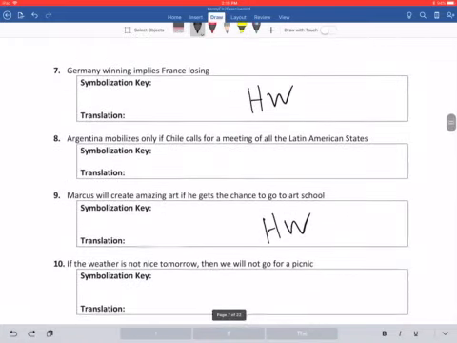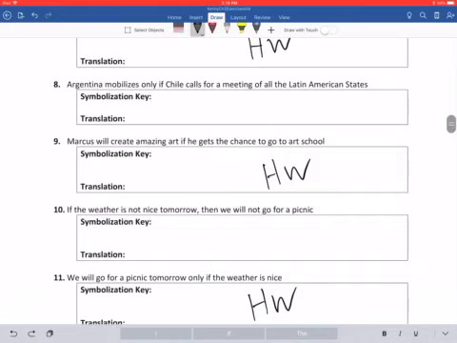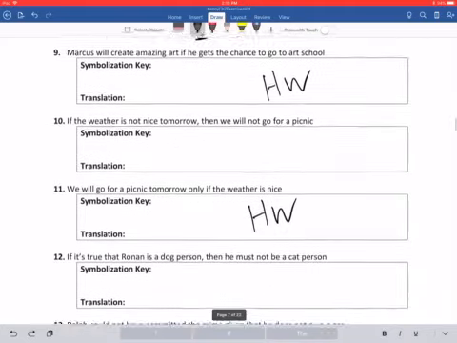Okay. Number 8, sorry. Argentina mobilizes only if Chile calls for a meeting of all the Latin American states. So again, like I was saying, with only if, you can just substitute the horseshoe right in directly for only if. Argentina mobilizes, A, only if Chile calls for a meeting of all the Latin American states. Okay. So only if, you can substitute the horseshoe directly, right? A, only if, C. But again, don't forget, only if is different from if.